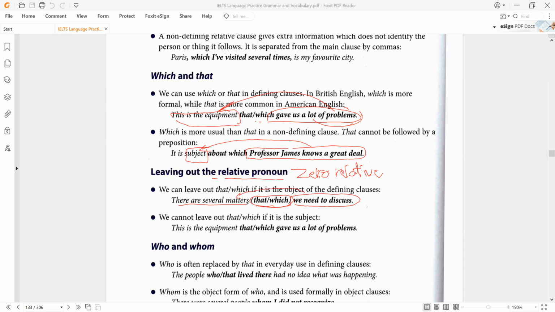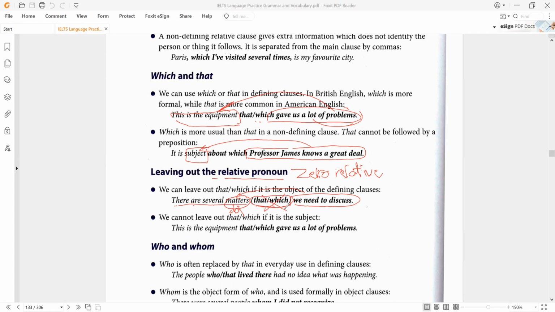Okay, why we use relative? Why we have zero relatives? Why we delete? Because I'm talking here about the object, المفعول به. There are several matters, هذا هو المفعول به object, we need to discuss. There is no need to prolong. They call it prolong. نطول الكلام. There is no need for this. فيكون اختصار we delete نحذف هذه. It is يعني optional. كل واحد وانتم في الموقف اللي فيه.